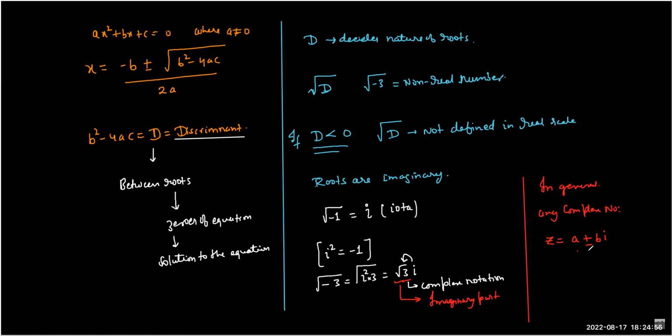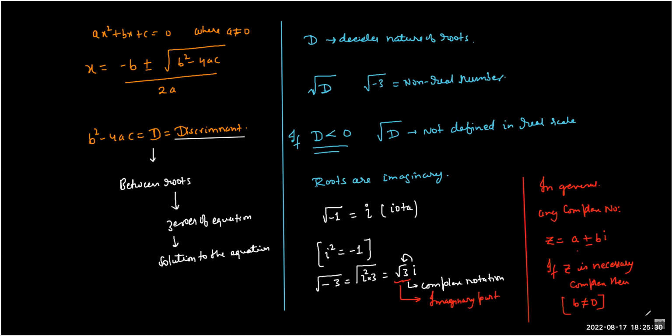A may be 0, A may not be 0. So if Z is a complex number, what does it mean? If Z is necessarily complex, then what can we say? B must be non-zero, right? Because if B is 0, then i will do nothing. So 0 into i is 0.